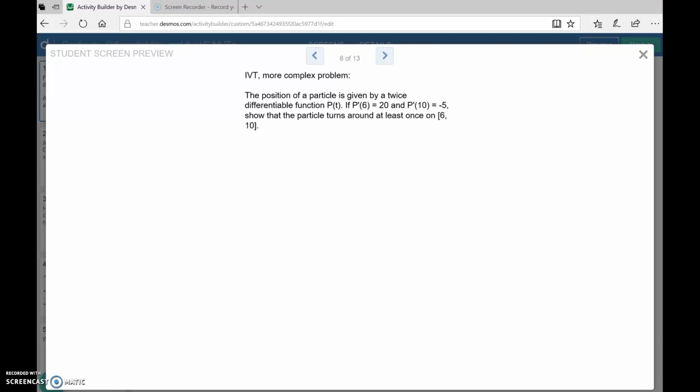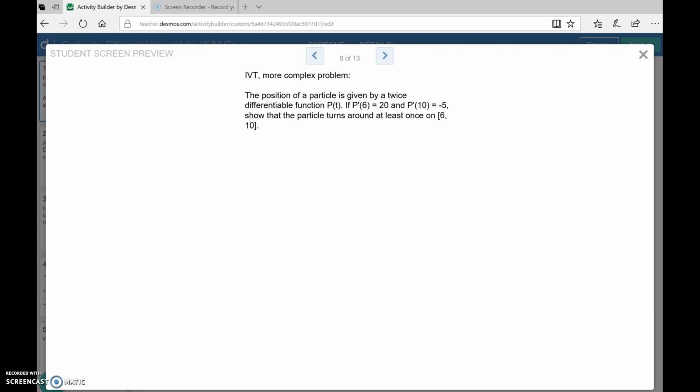Okay, and we're back. So we are continuing with the second example problem of the intermediate value theorem. This one says, the position of a particle is given by a twice differentiable function, p of t. If p prime of 6 equals 20 and p prime of 10 equals negative 5, show that the particle turns around at least once on the interval 6, 10.